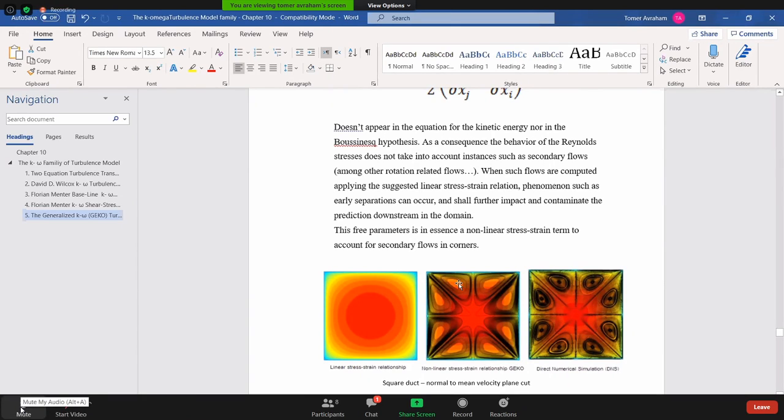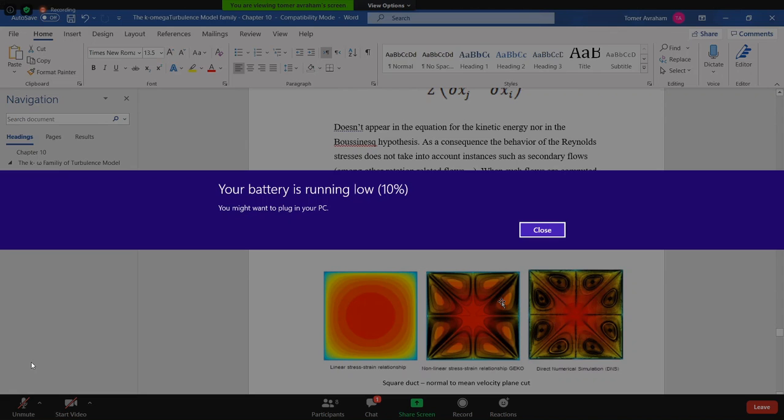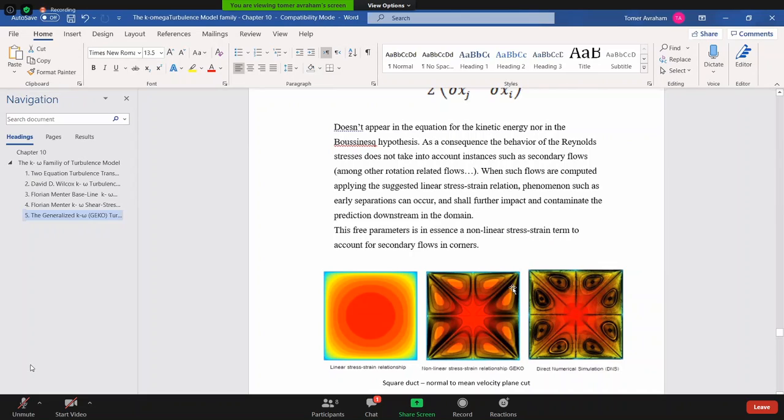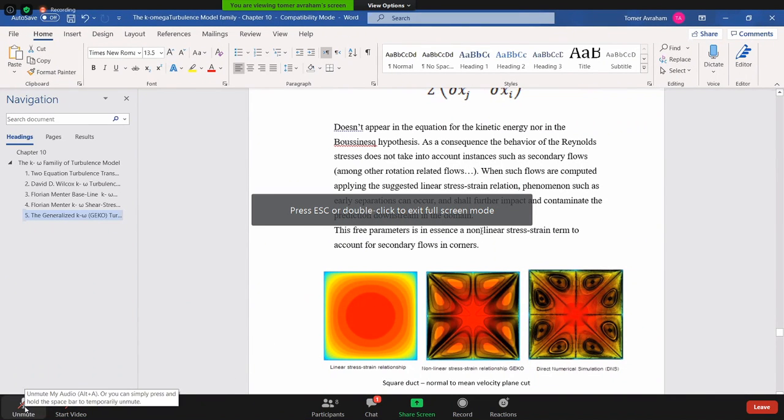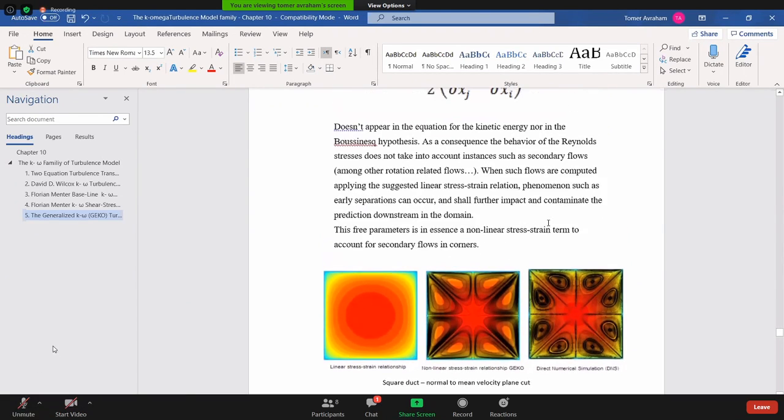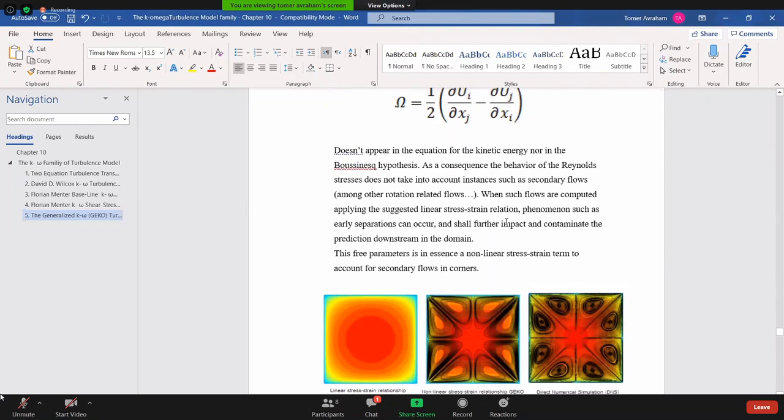And here you see a nonlinear stress-strain relation. You can see the secondary flows. It's maybe not DNS-like, but you can still see the secondary flows. It's even not turbulent content. We're still talking about Reynolds-averaged Navier-Stokes, but with a nonlinear stress-strain term. So you have this in Gecko, but you also have this in the EARSM.